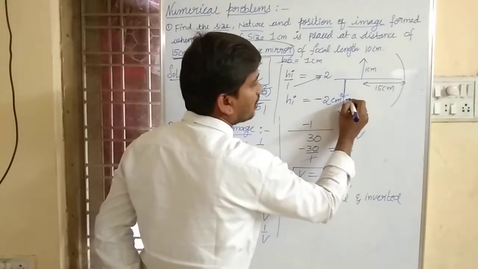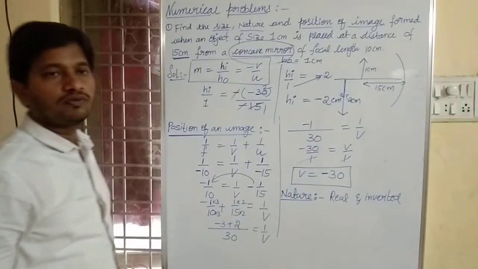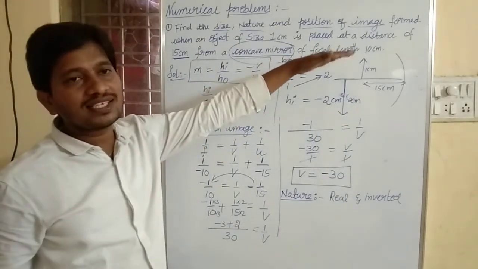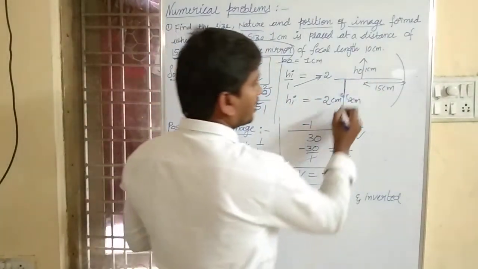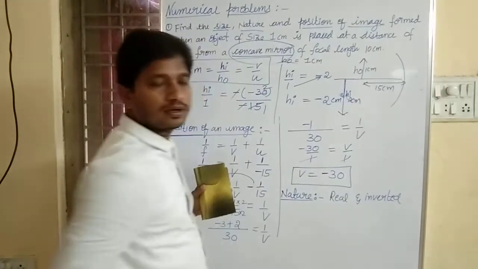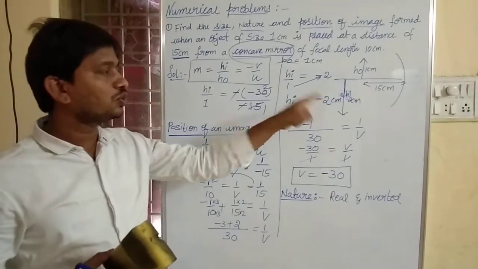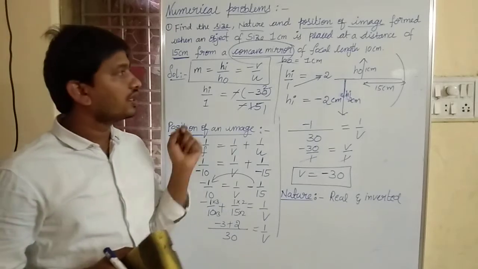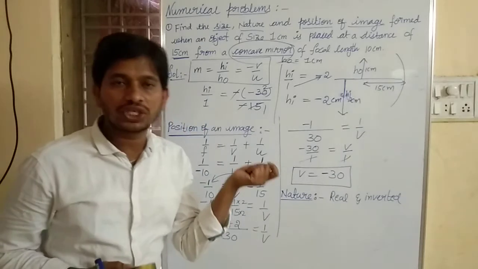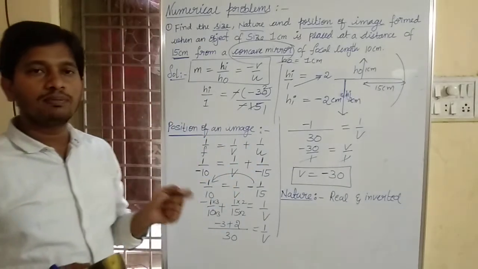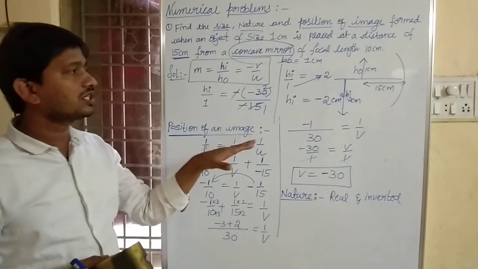And what is the height of the image? Height of the image is 2 centimeter. We placed an object of height 1 centimeter. This is the height of the object HO, and this is the height of the image HI. If you place a 1 centimeter object, we got an image of 2 centimeter. In this way, we can find out nature, position and size of the image. We will discuss a few more sums so that we can understand the concept clearly.